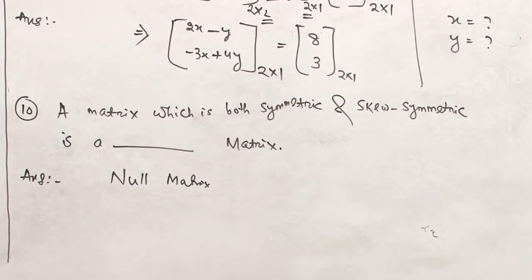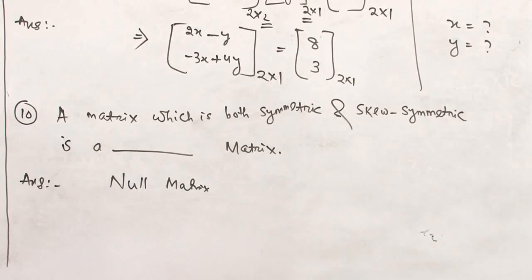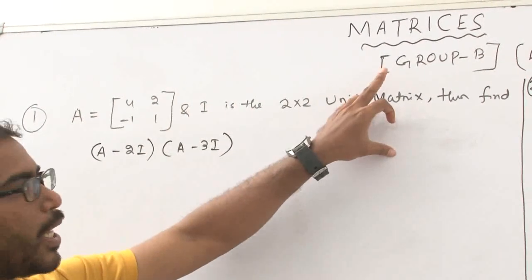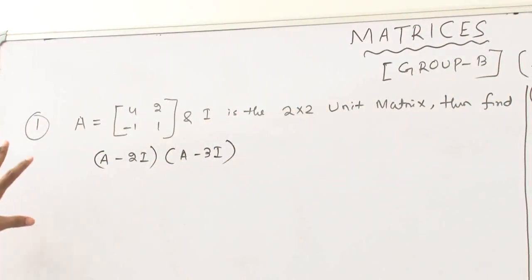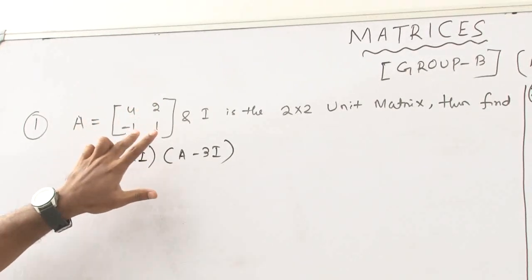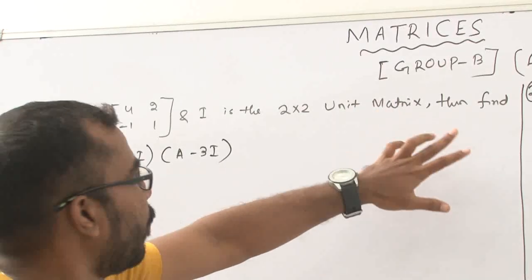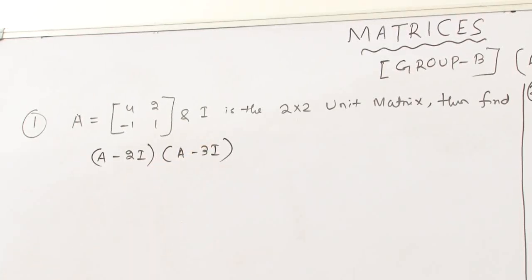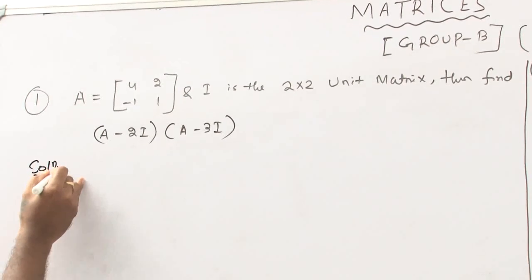So in group A, all are objective type questions having 1 mark. Now proceed to group B, and group B carries 4 marks. So here is question number 1. If A is equal to the matrix of 2 into 2 order and I is the 2 into 2 unit matrix, then find A minus 2I into A minus 3I. We have to calculate the value of this. So here is the solution.